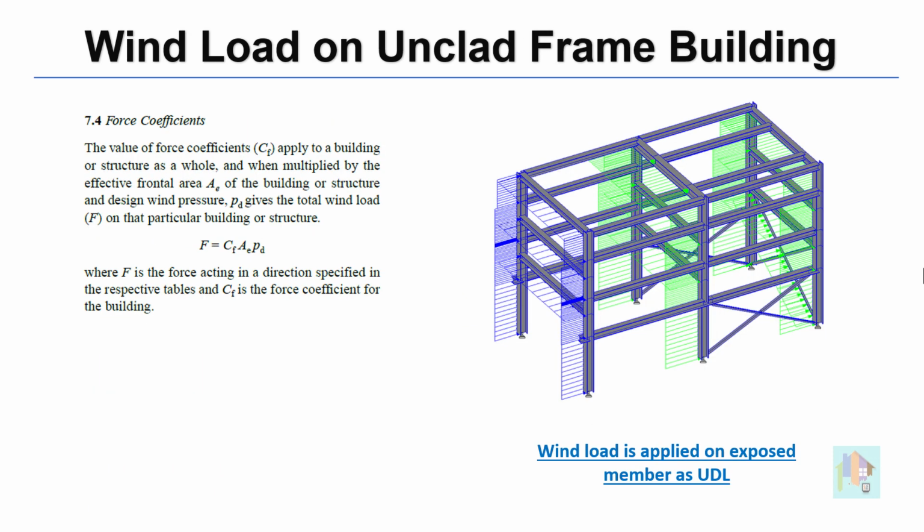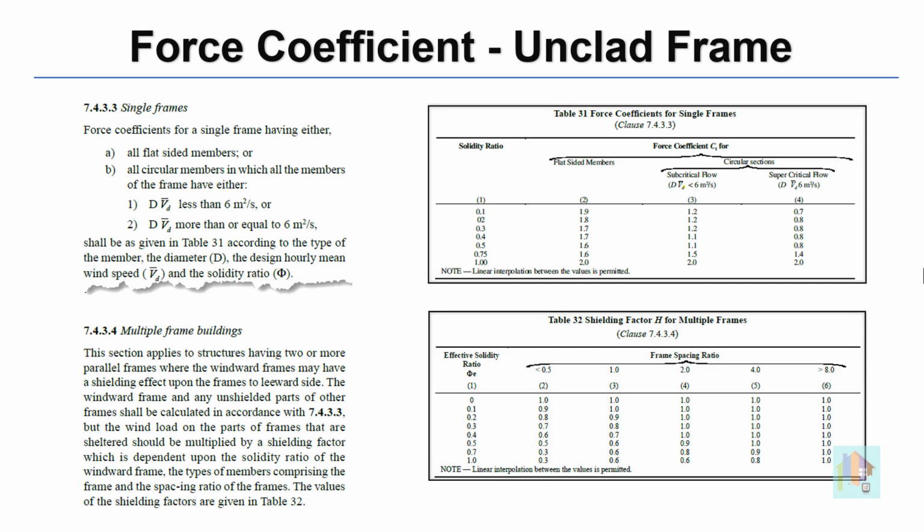For an unclad frame building, clause 7.4 is used, but as there is no cladding, load is applied directly on the exposed member, on the face which is in the wind direction. The cross-section area of the face is used to calculate the member load intensity, which is applied as a UDL. Force coefficient for any unclad building is calculated using clause 7.4.3, either from table 31 for single frame or from table 32 for multiple frame.